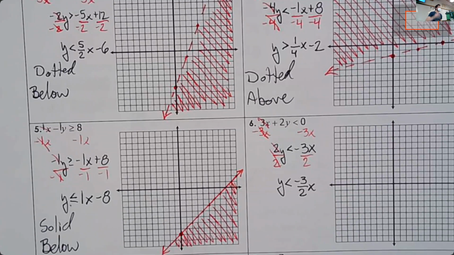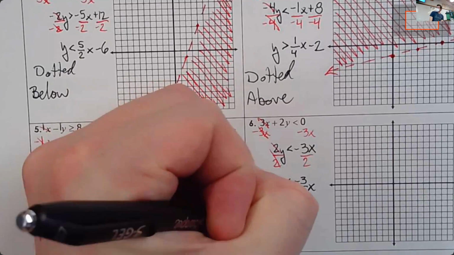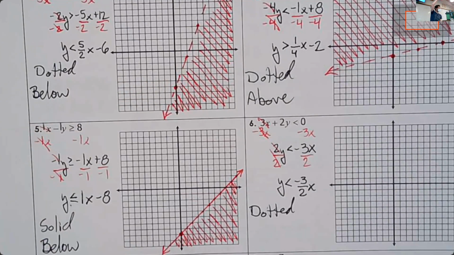All right. 1 for solid, 2 for dotted. What are we doing? Solid or dotted? Dotted line this time. Okay, so dotted line. Less than, above or below? Below. Yep.